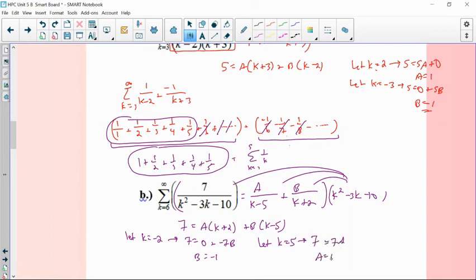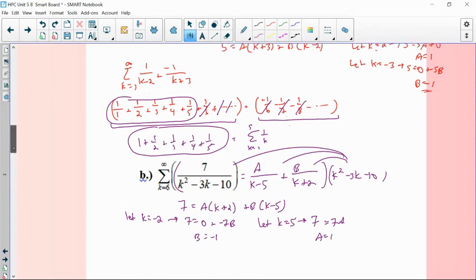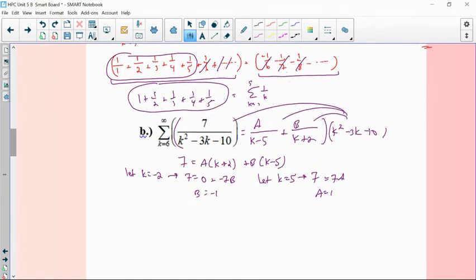Now, they're not always going to be like 1 and negative 1 like this. But these are picked so that they come out nicely in that fashion. When you break them down with partial fractions, you'll get enough terms to cancel, which is pretty cool. So let's go ahead and sum them up.